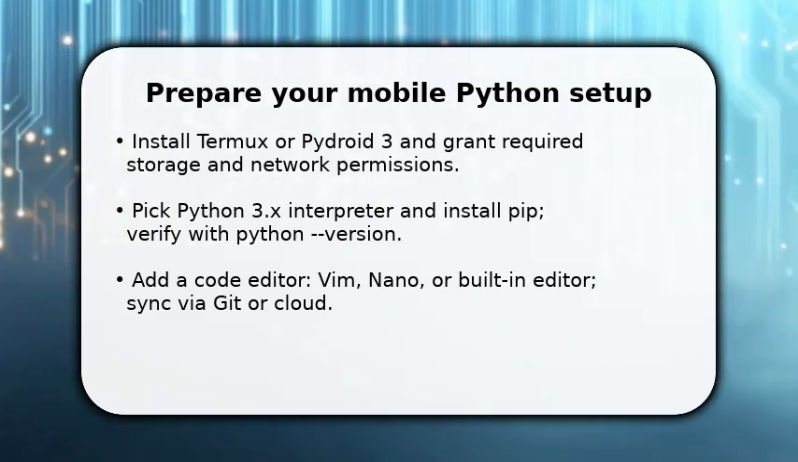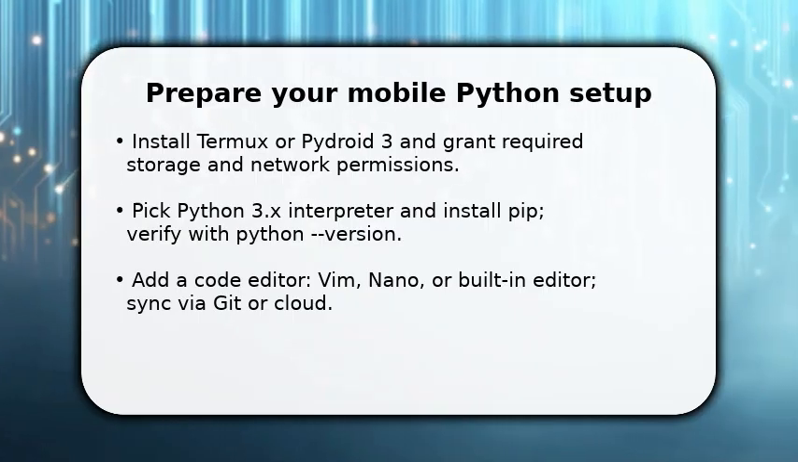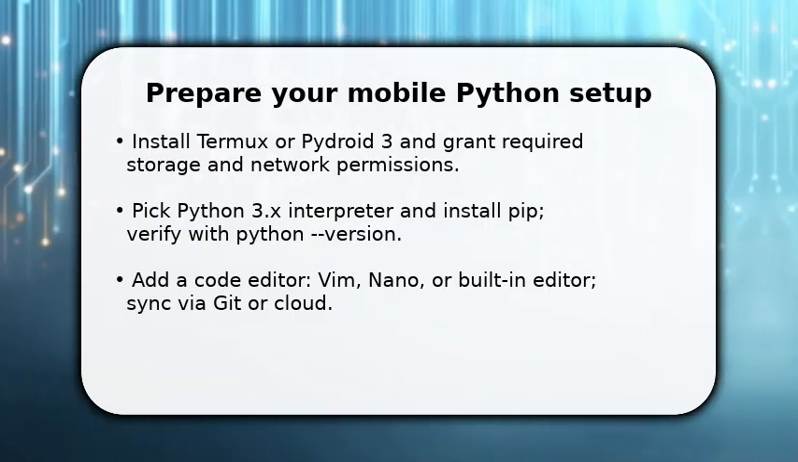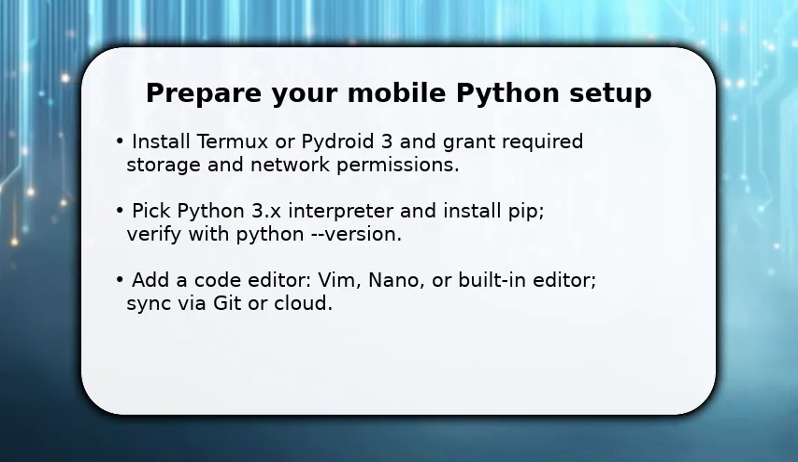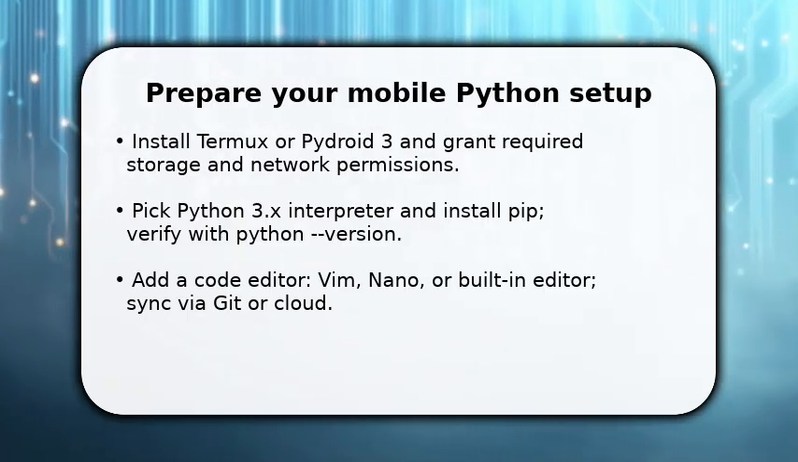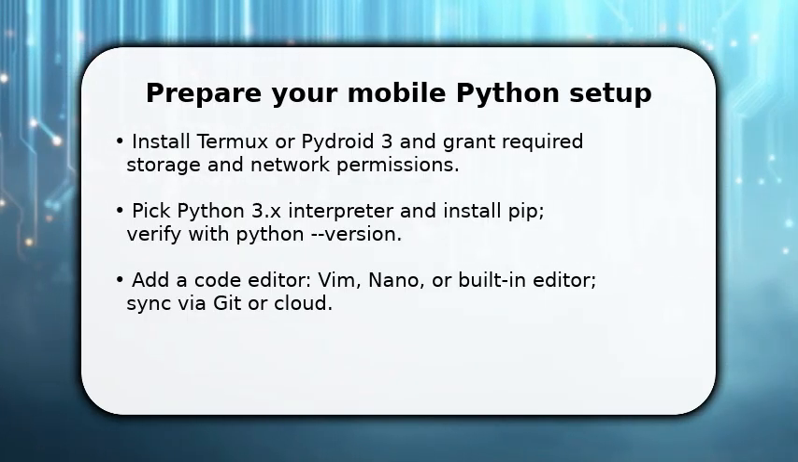You begin by getting a reliable runtime on your phone. Install Termux or Pydroid 3 and grant permissions so files and networking work. Once done, install Python 3.x and pip, then confirm the Python version to ensure the interpreter runs.